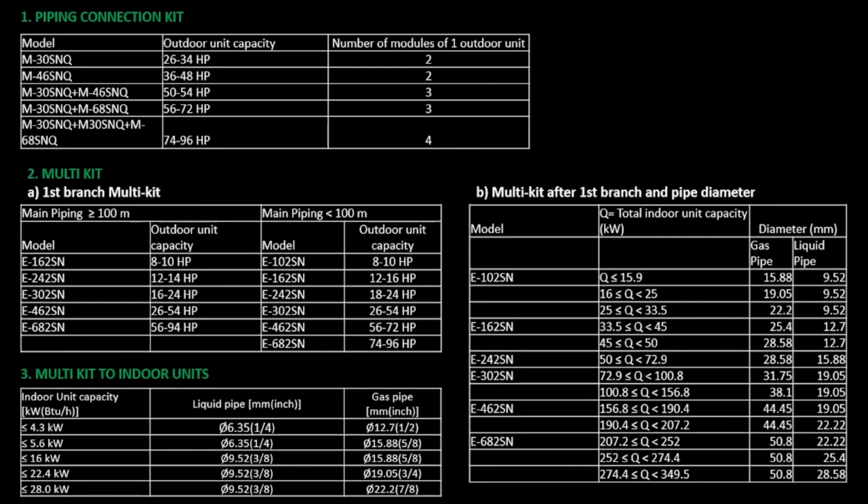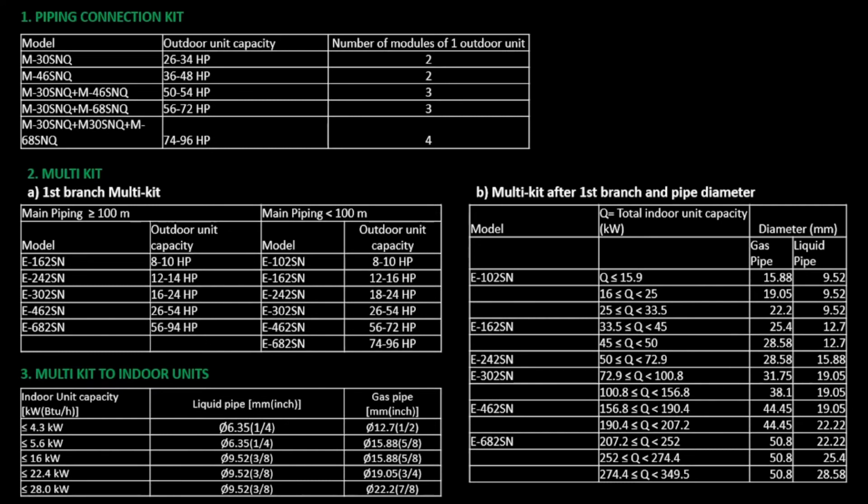For the first table, for a standard Hitachi VRF system with a top flow discharge, that's the CNCQ series, the maximum outdoor unit capacity is 24 HP for a single module. If you want to go higher than 24 HP, then you have to combine 2 or more modules. For example, if the outdoor unit capacity is between 26 and 34 HP, then you have to combine 2 modules, and the right piping connection kit to use is M30 SNQ.